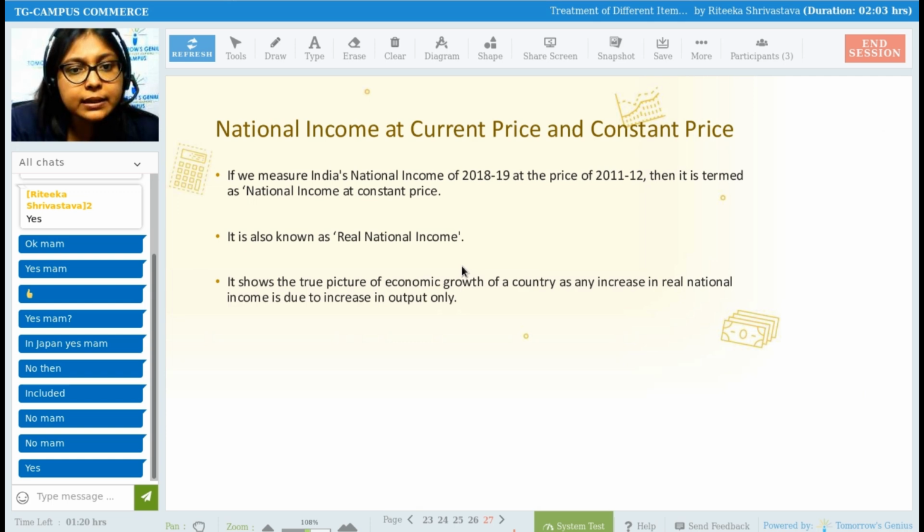So if we measure India's national income for 2018-19 at the price of 2011-12, then it is termed as national income at constant prices, and this is known as real national income. National income at current prices is known as nominal income, and at constant prices it is known as real national income.